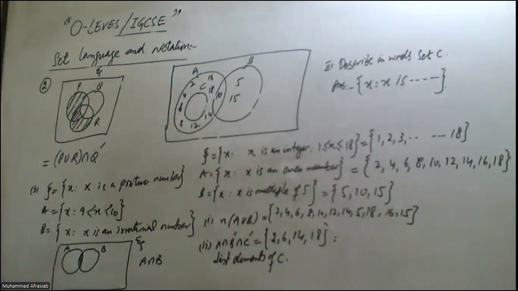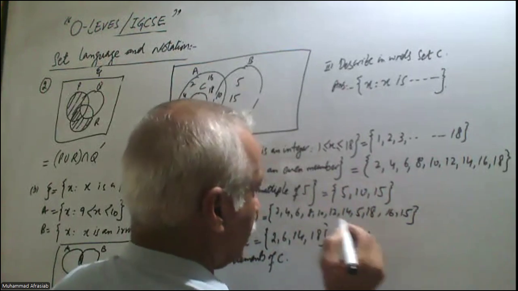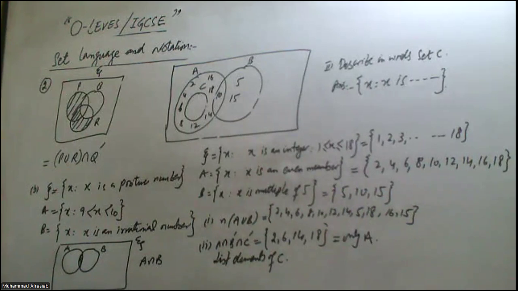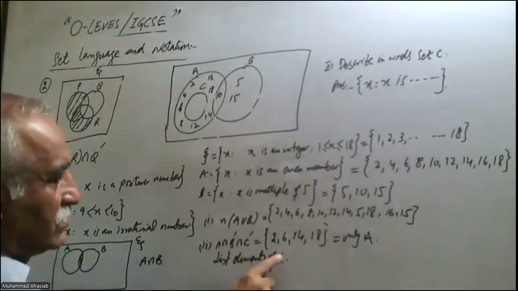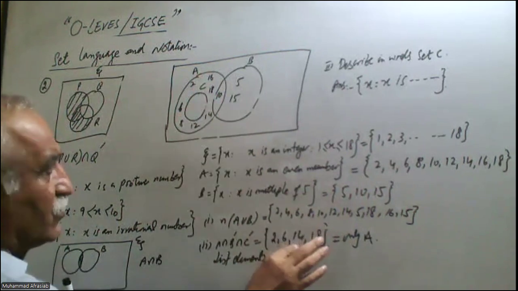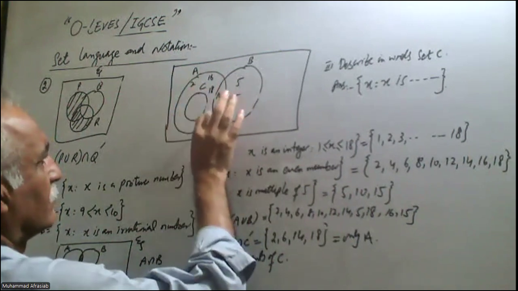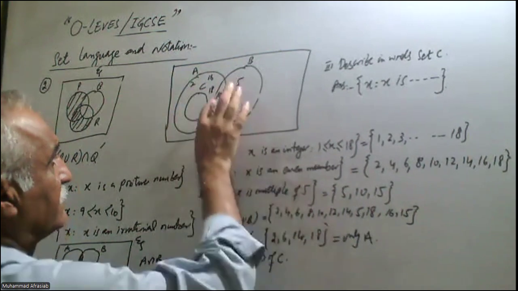Then A intersection B complement intersection C complement is equal to 2, 6, 14, and 18. So this means that it is only the A set there. So only A is going to be replaced by 2, then 6, then 14, and then 18.